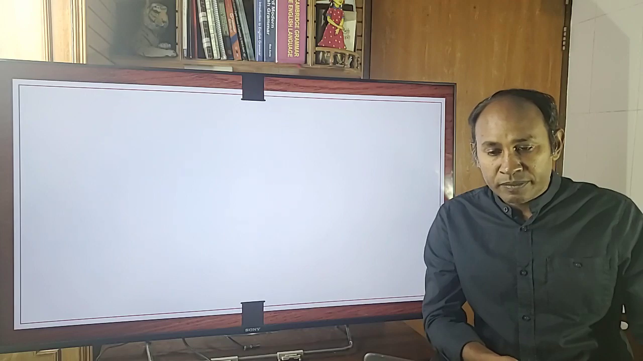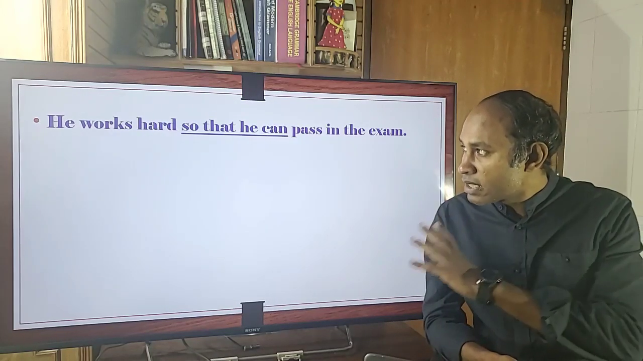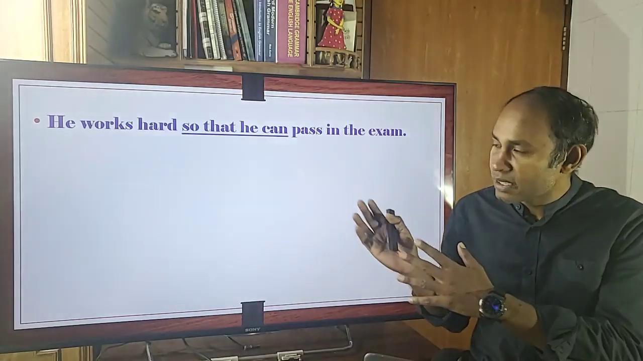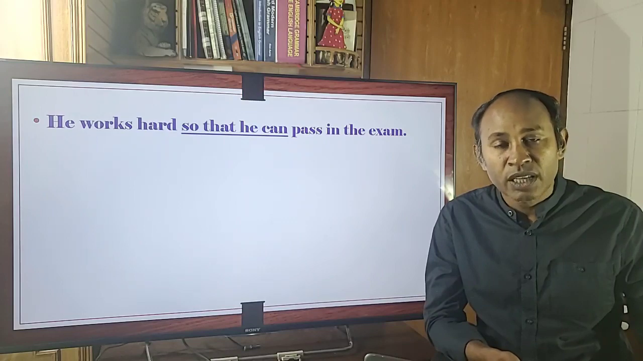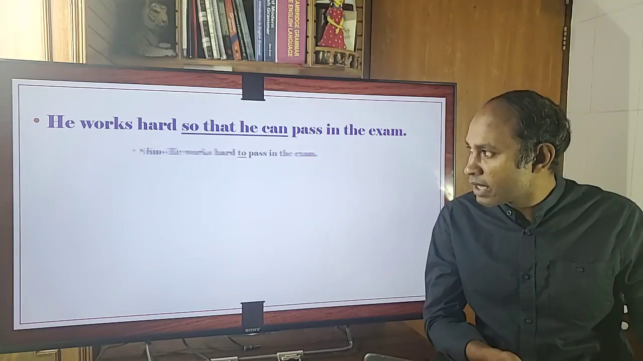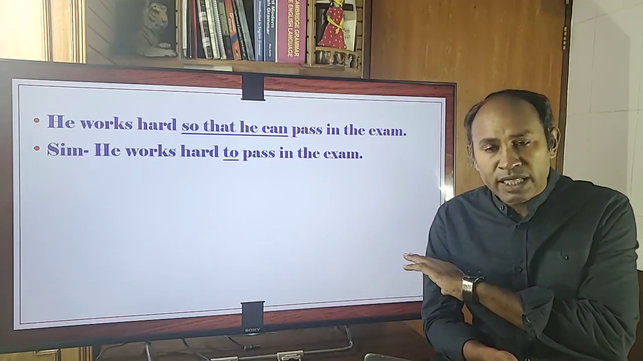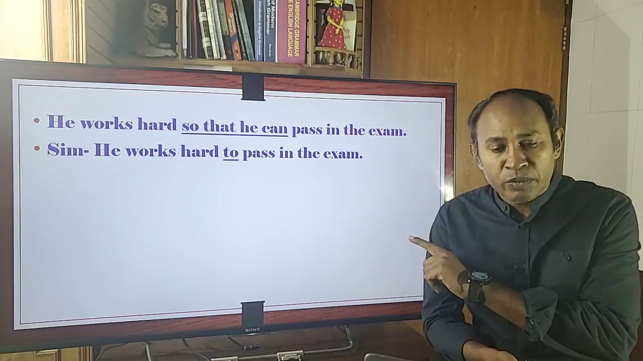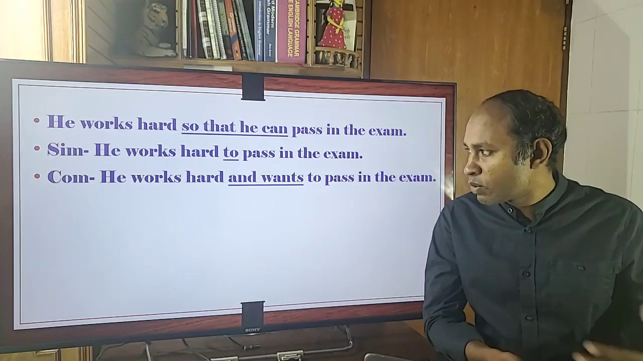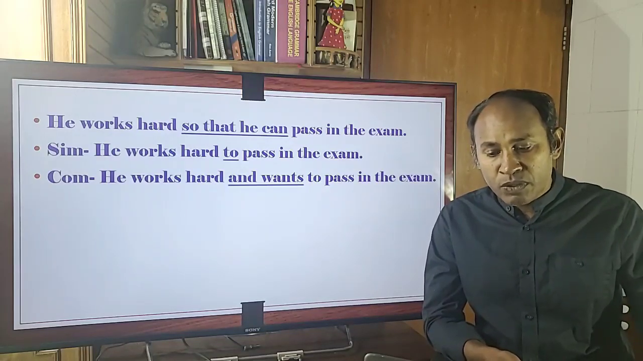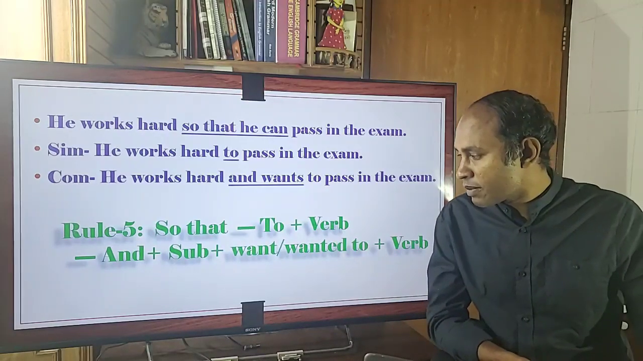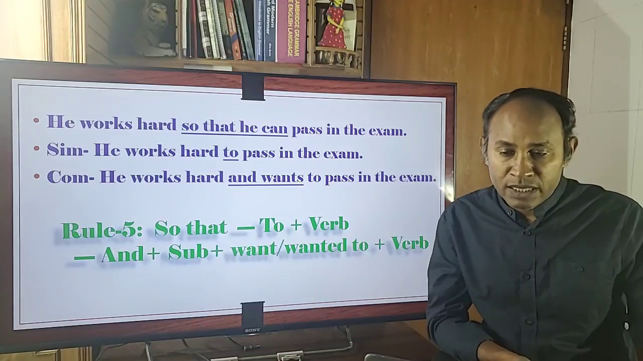So let's go next. Here you see this connection is "so that". When it is there, we have to put "to" plus V1 and remove "so that" and the subject and can or wanted to. So let's see the answer: he works at to pass in the exam. "To" is the word that I have used in place of "so that" and the subject and "can". I put "to": he works hard and he wants to pass in the exam. Perhaps you can understand it. The rule is that you take "to" plus V1 and subject 1 or 1 to 2 plus V1.